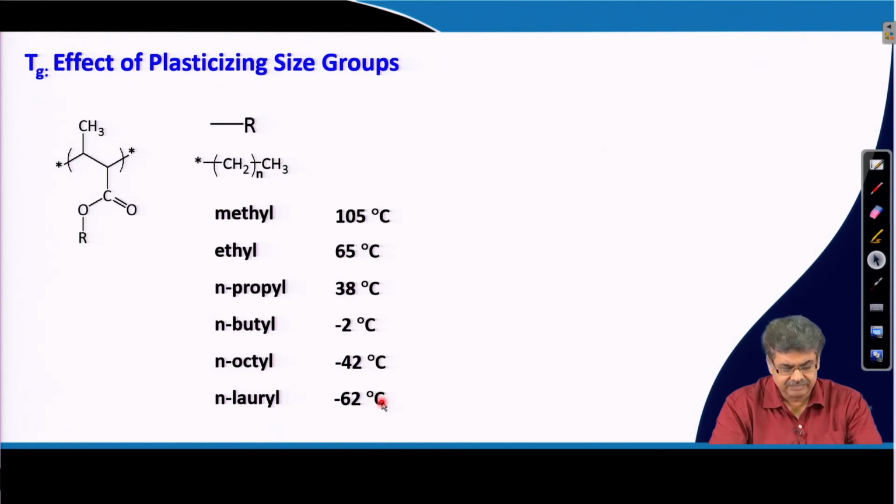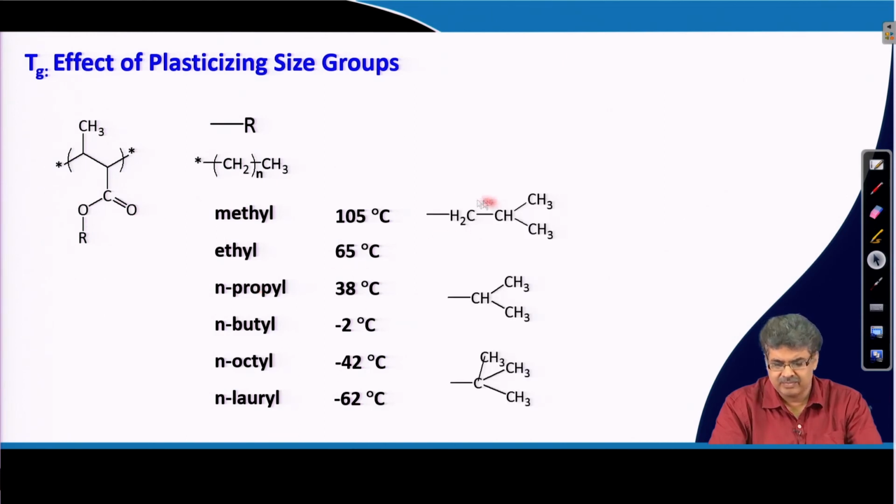decreases steadily. When you increase the size of the side group, like if you compare an n-propyl and an isopropyl group, because this is a linear chain and this is a bulkier group, this will have higher Tg. Similarly, from a normal propyl to a propyl group, you have a higher Tg. Similarly, from a normal butyl to a tertiary butyl, you have a much higher Tg.